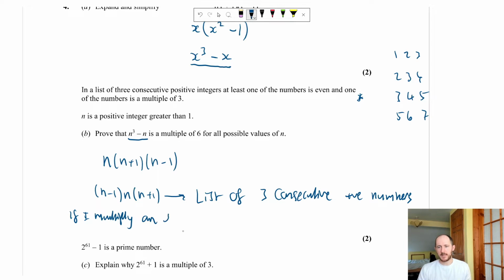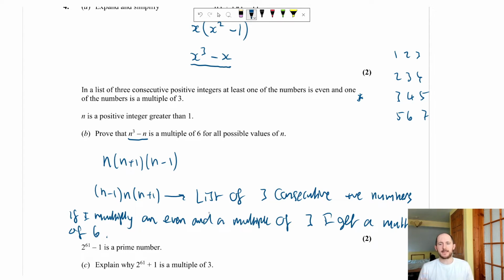If you actually have a look at the divisibility rules for different integers, it's kind of interesting. To prove something is a multiple of 6, you have to prove it's even, and you have to prove that it's a multiple of 3. So if I multiply an even and a multiple of 3, I get a multiple of 6, always. That is how you get the full marks. I hope that makes a bit of sense.